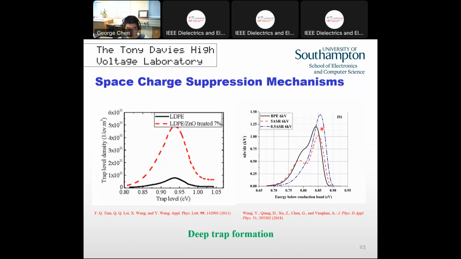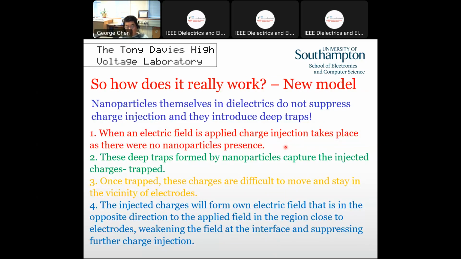Based on this, we can summarize that the formation of deep traps due to nanoparticles is the most likely reason that leads to what we call the charge separation. So here is my version of how it works, and basically I divide it into 4 simple steps. Nanoparticles themselves in dielectrics do not suppress charge injection; they only introduce deep traps. So all the later effects are due to the introduction of the deep traps.